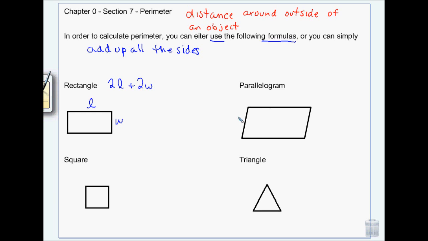Same for parallelogram. If it's a square, it's 4 times s. And if it's a triangle, you're just going to add up all the sides. There's not really a formula for it. So if this was like x, y, and z, it would be x plus y plus z.